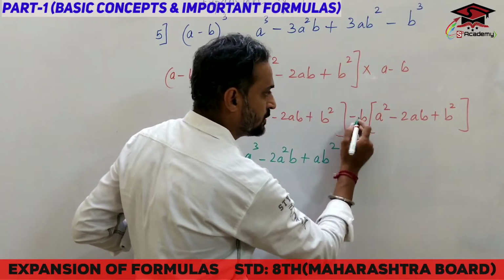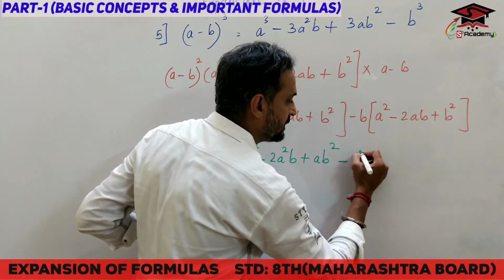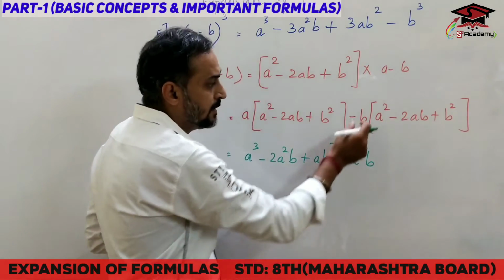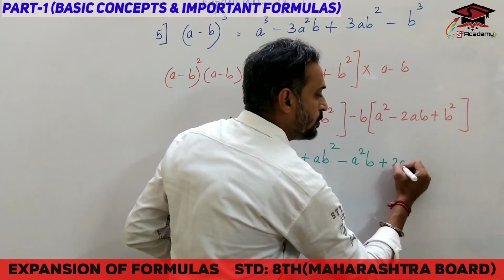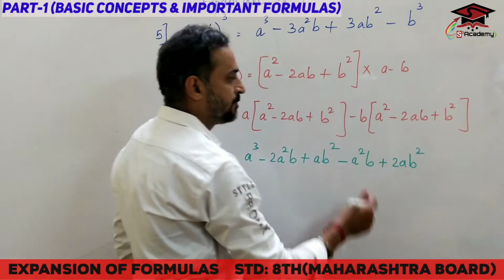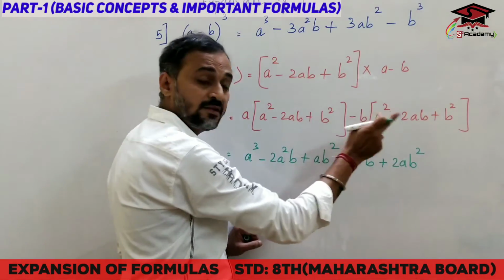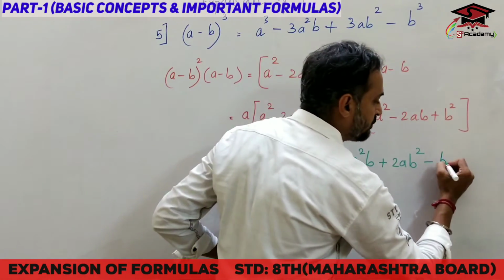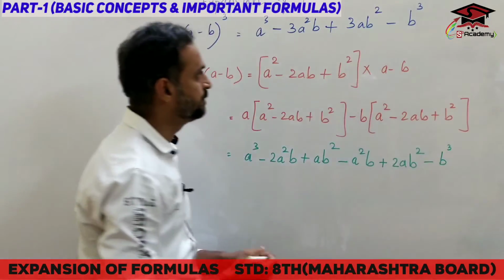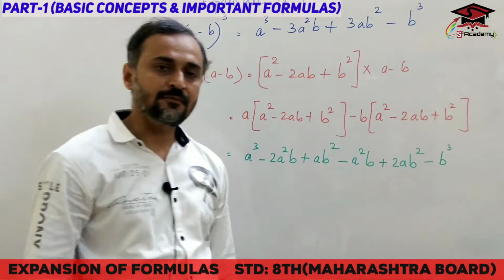Okay, students. Now this minus b into a square, I'll consider the a square b. Minus minus will become plus. Yes, students. 2ab square minus b into plus b square. Minus into plus is minus. Let me put the sign over here. And the last part is what? My b cube. So I've just simplified the formula.